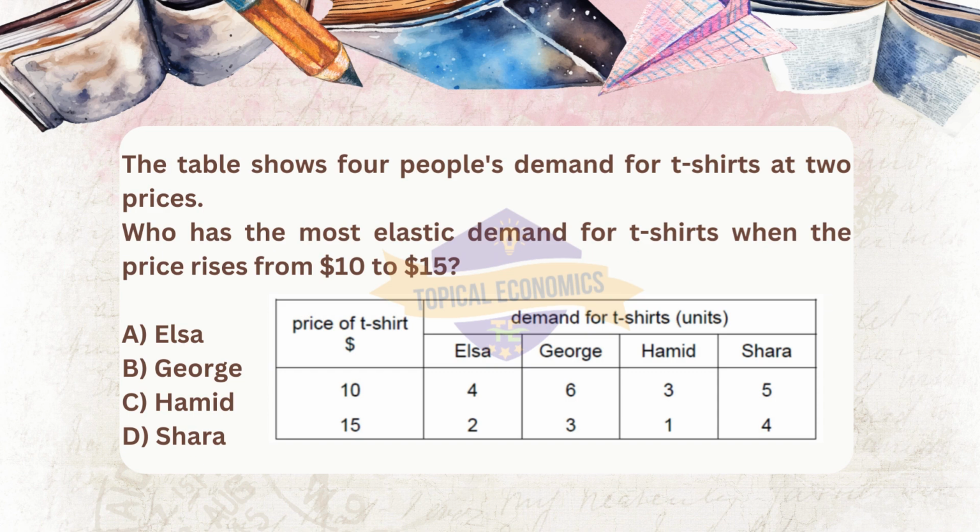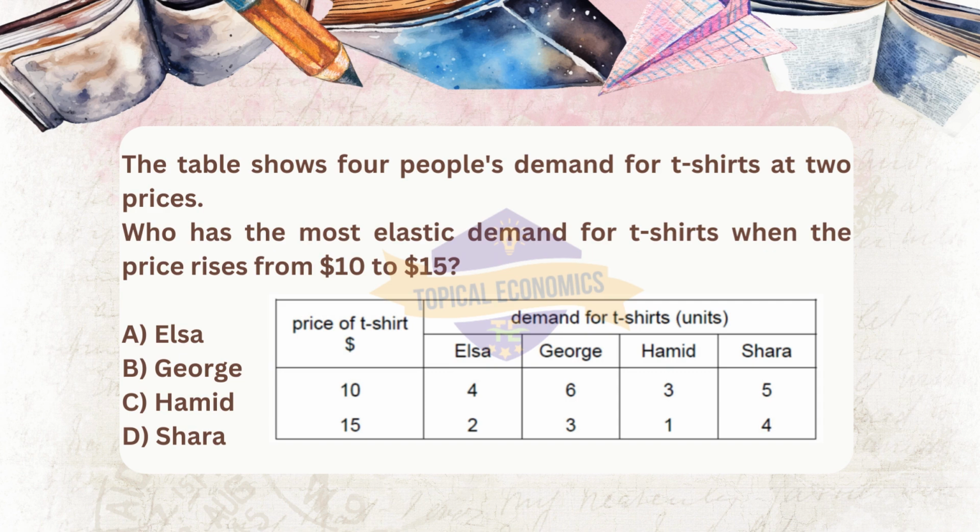Given the data, we can calculate that for Elsa, PED equals -1, unit elastic. For George, PED equals -1, unit elastic. For Hamid, PED equals -1.33, elastic, and for Shara, PED equals -0.4, inelastic. Here, Hamid has the most elastic demand for t-shirts when the price rises from $10 to $15. The correct answer is thus option C, Hamid.